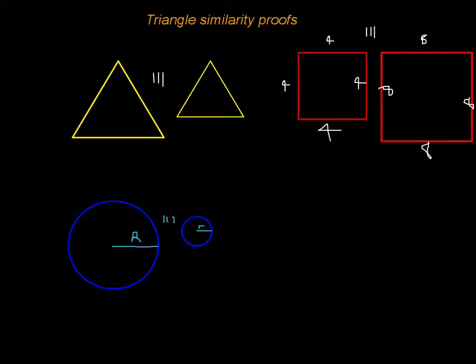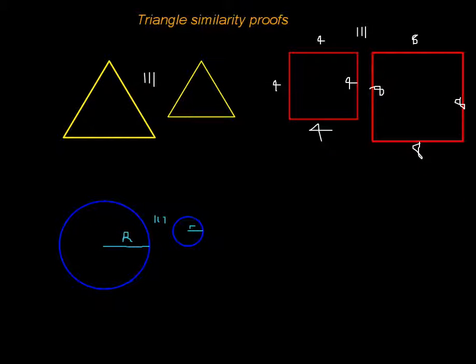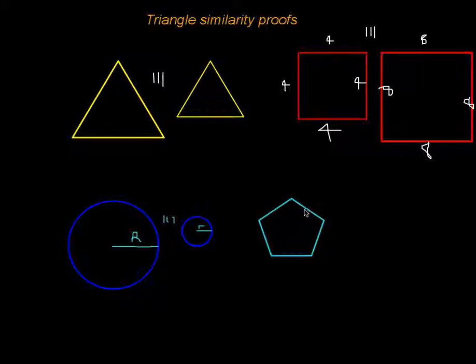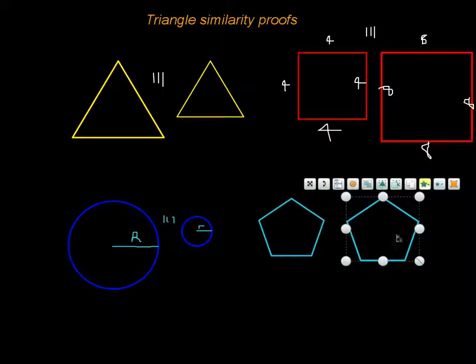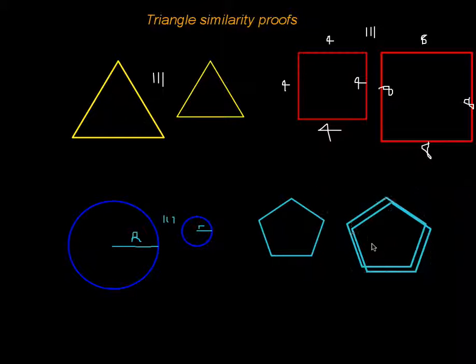Now lastly, if I construct a pentagon, that seems like a fancy shape. Okay, so there's an almost regular pentagon. Now if I replicate the pentagon, now I have two congruent pentagons. Now if I were to scale this down or up, let's scale it up. These two pentagons would be similar to each other since I've just scaled this one up to this one.